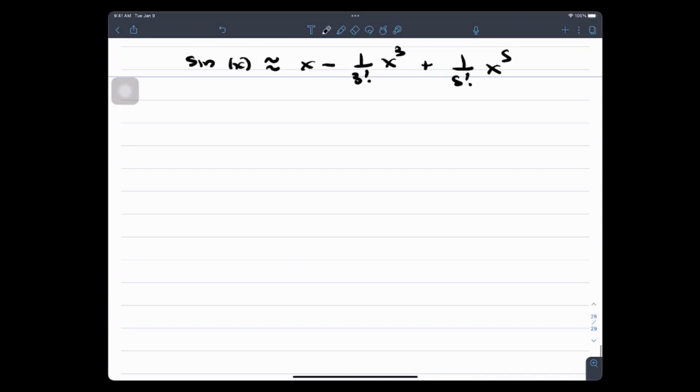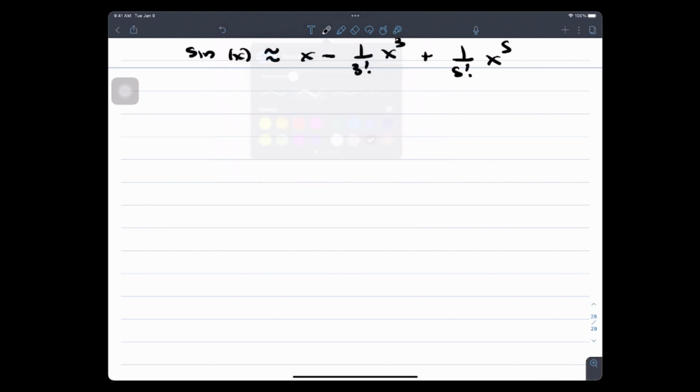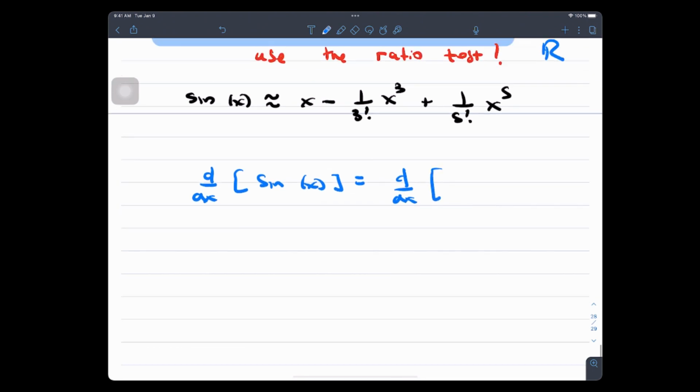Anyway, you might say, what about cosine? Well, cosine, ladies and gentlemen, is very similar to sine, but you might say, how do I get that? Well, you know what they do? They differentiate sine, but they use the power series expansion formula.